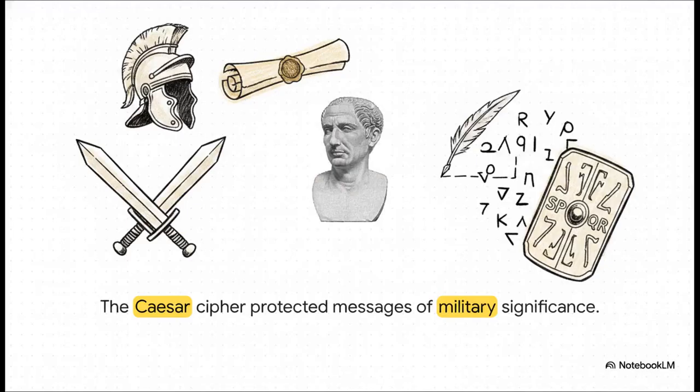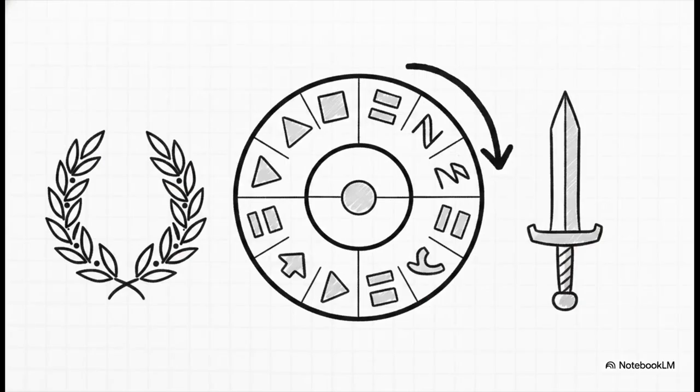Fast forward to the Roman Empire, and we meet Julius Caesar. Now, Caesar needed a highly reliable way to protect messages of immense military importance from falling into enemy hands. If his messengers were captured on the battlefield, he absolutely had to guarantee his battle plans couldn't be read by the enemy. His solution, which we now refer to as the Caesar shift cipher, was elegantly simple but incredibly effective for its time.